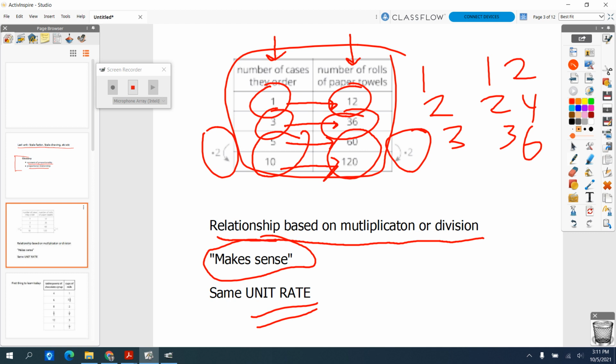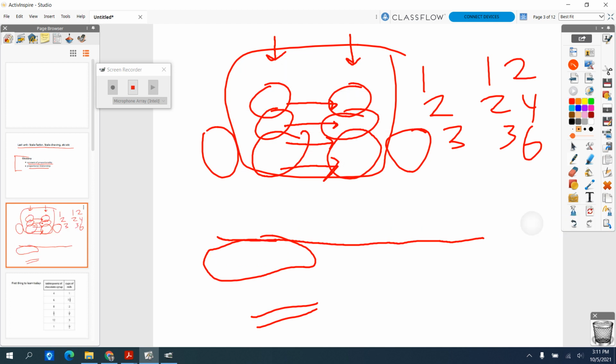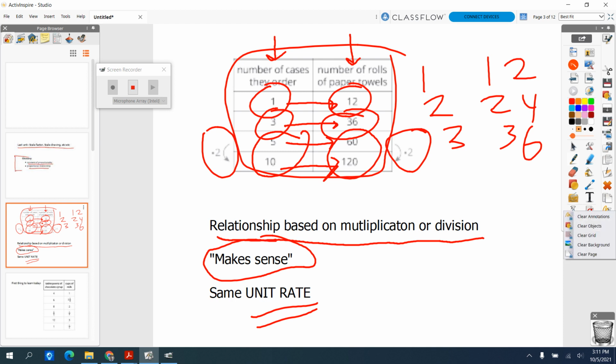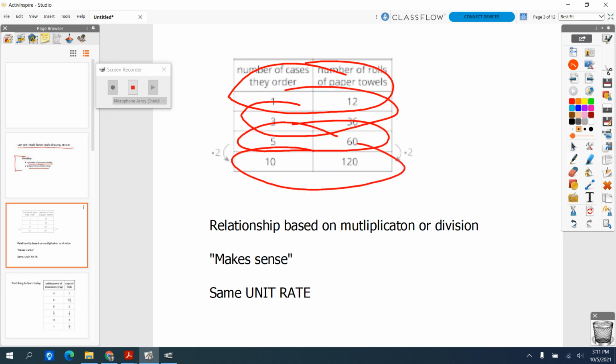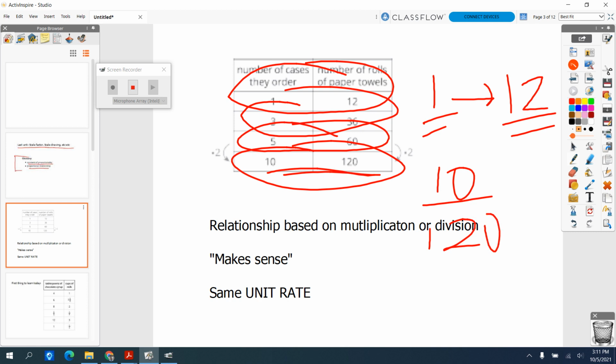A unit rate is when no matter which one of these in the table, sorry about that. Whichever row we're talking about, whether it's 3 and 36 or 5 and 60 or 10 to 120, every one of those reduces back down to 1 to 12. So the unit rate would be when you have one of something, you would get 12 paper towels. So every one of those, if you made them fractions, see this 10 and 120, the fraction 10 over 120 would reduce, if you divide by 10, to 1/12. So every one of these has the same unit rate.